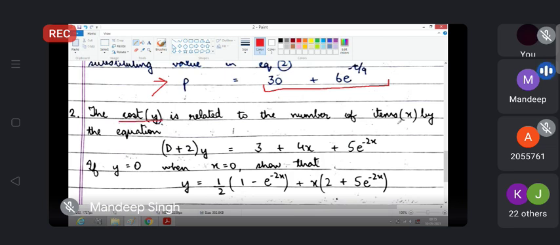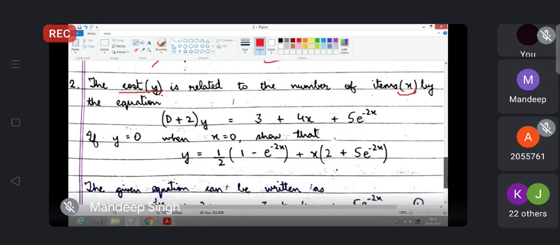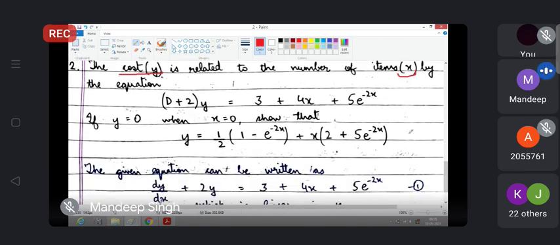The cost y is related to the number of items by the equation (D + 2)y = 3 + 4x + 5e^(-x). If y is equal to 0 when x is equal to 0, show that y = 1/2 (1 + e^(-2x)) + x(2 + 5e^(-2x)).